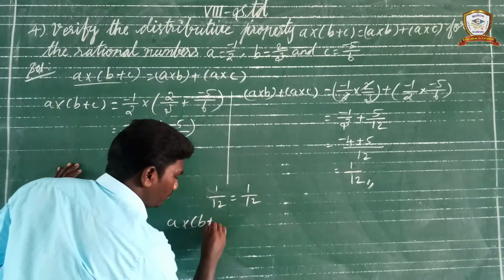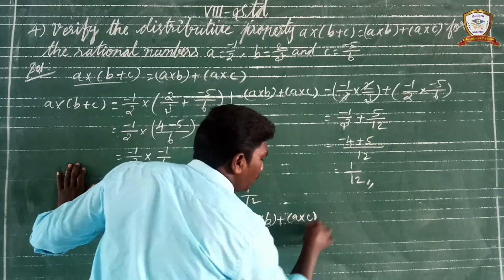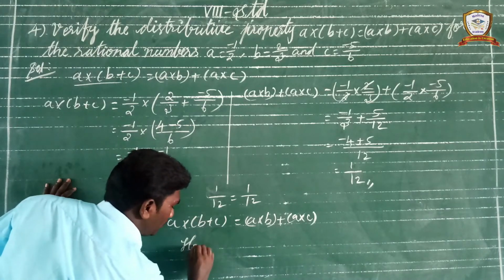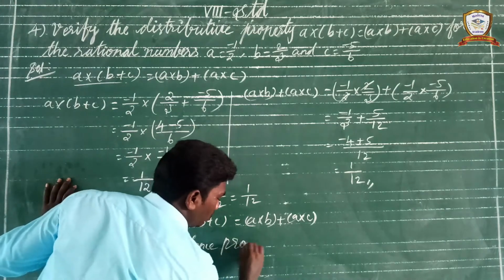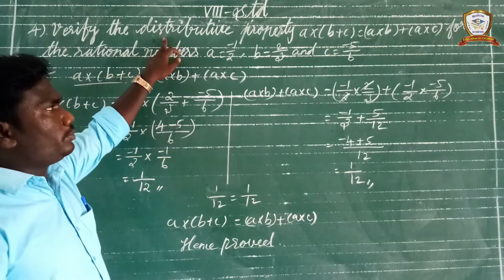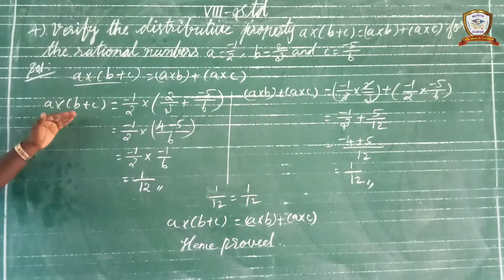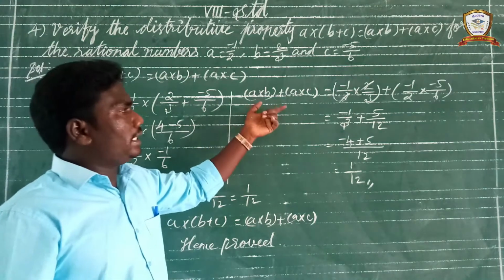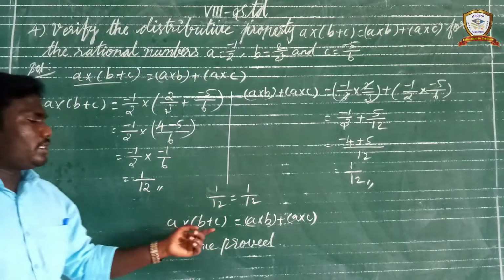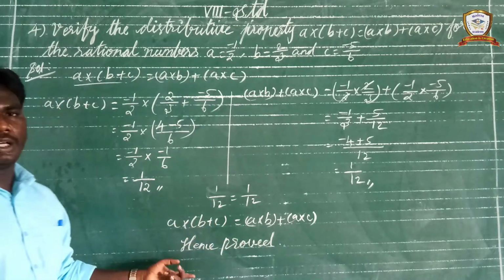A into b plus c is equal to a into b plus a into c. Therefore the distributive property for addition is proved. Therefore hence proved. Are you clear? So here the given sum is the distributive property for addition. So 3 values are given, a, b, c. First if you take LHS, the answer is 1 by 12. The next, you take the right hand side, also 1 by 12. So both are equal. Therefore a into b plus c is equal to a into b plus a into c. This is your distributive property for addition. Hence proved. Are you clear?